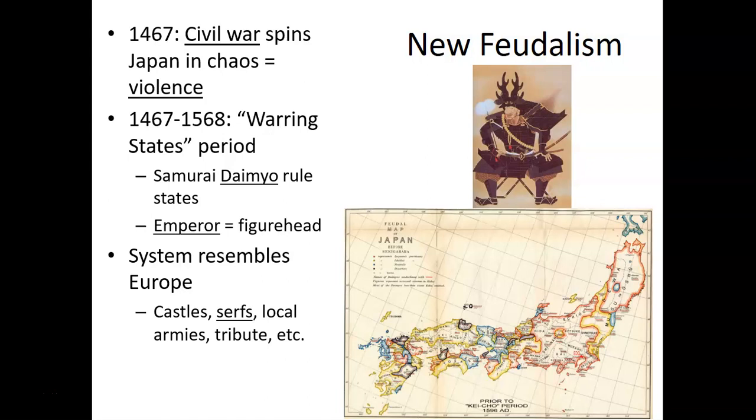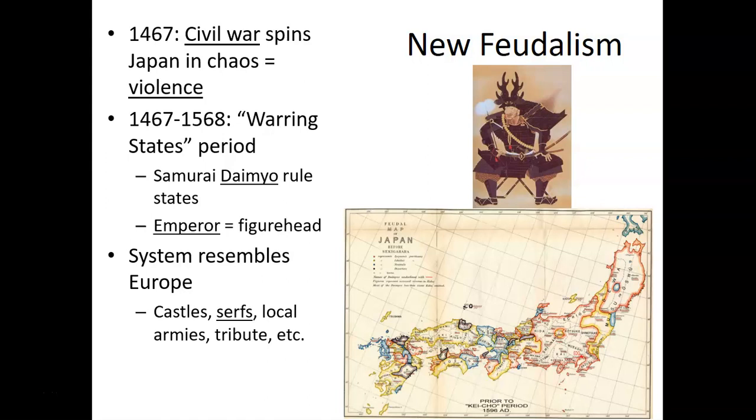Japan in the 1400s, there's a lot of division that's going on in the islands, and a civil war sparks in 1467 that spins Japan into just complete chaos and violence. It's going to start off as a period in Japanese history known as the Warring States period. And a warrior class very similar to the warrior class that developed in European society during the Middle Ages, the knights, in this case known as the samurai, they're going to take control, and the samurai daimyo are going to rule the various states of Japan.